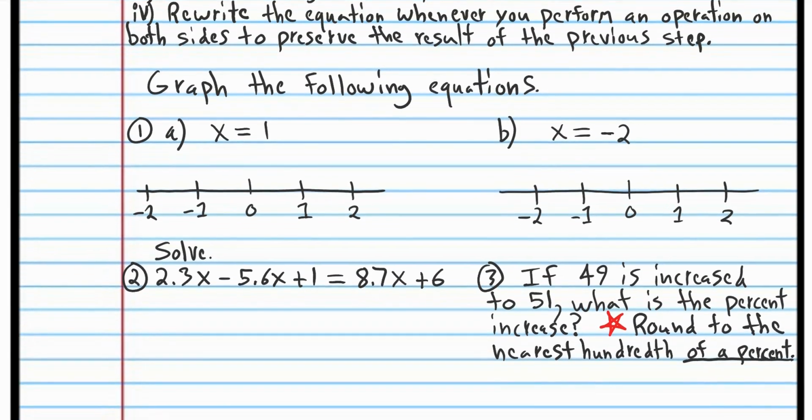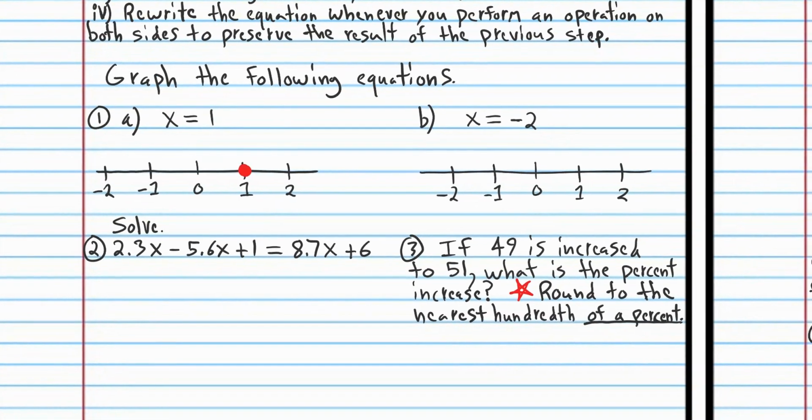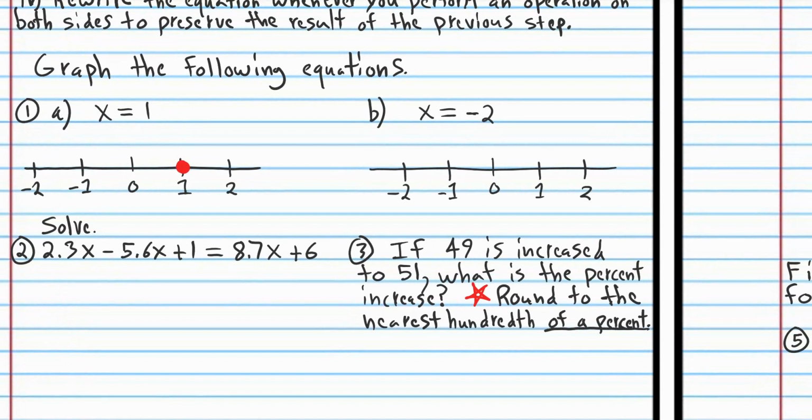Graph the following equations. So we're going to graph x equals 1, and that would just be a point. So let's go ahead and mark that point, and that's it. So you try on part B, x equals -2. Alright, so if you wrote your dot here, that's correct. So these are pretty easy.